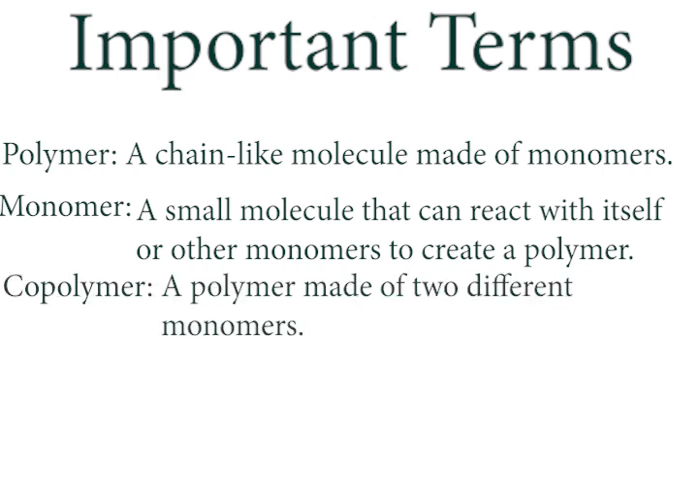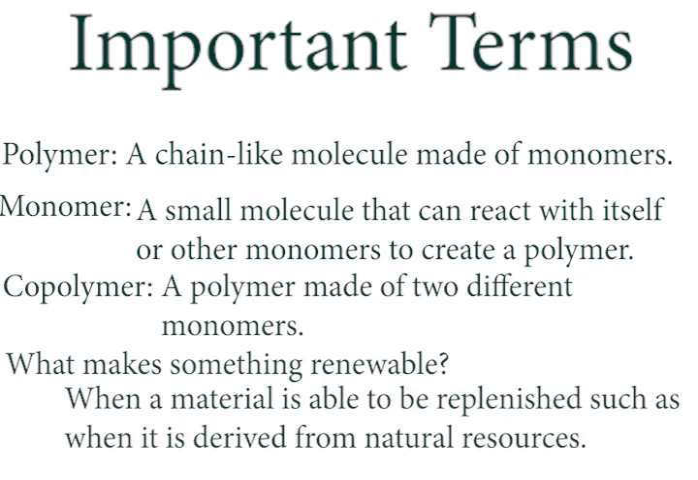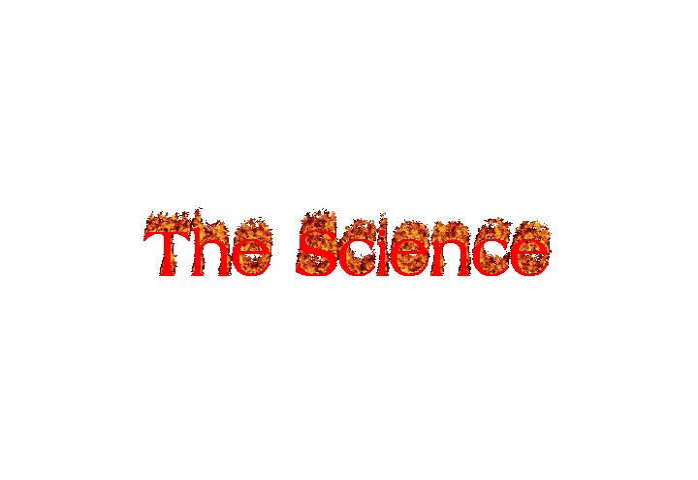Now, a copolymer is simply a polymer made of two different monomers. Finally, what makes something renewable? It's when the material used is able to be replenished, such as when it's derived from natural sources like plants. Now that we know the terms, let's get into the science of it.